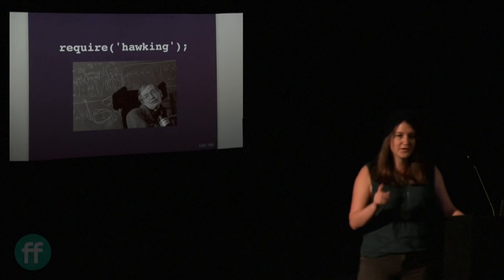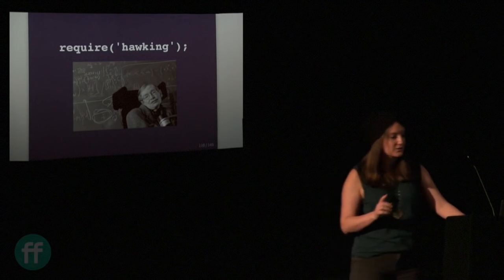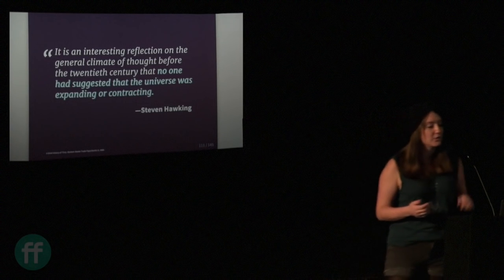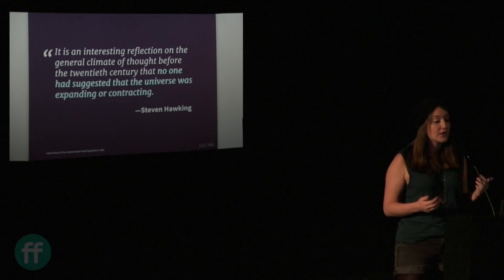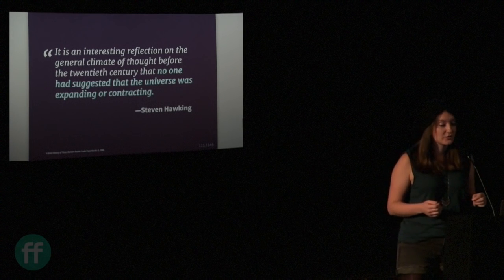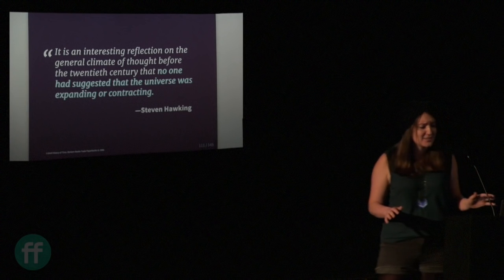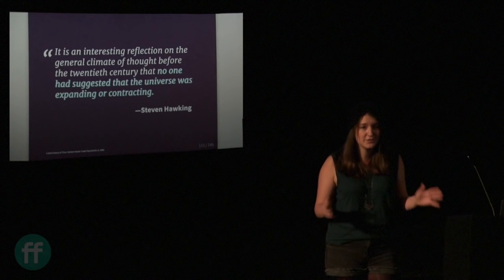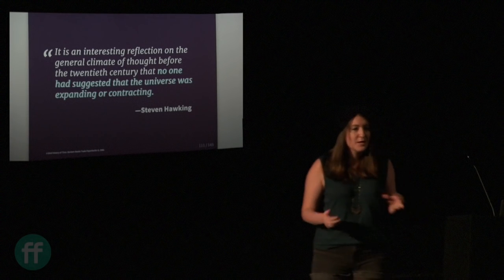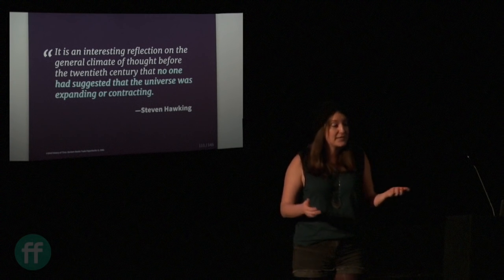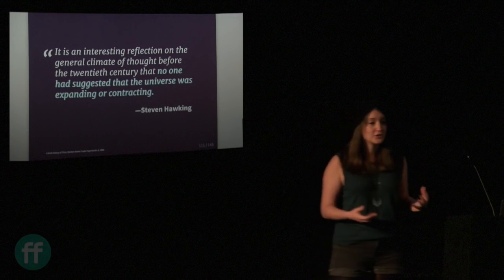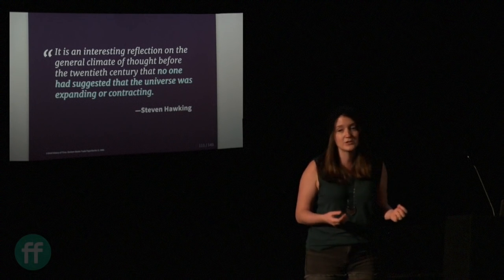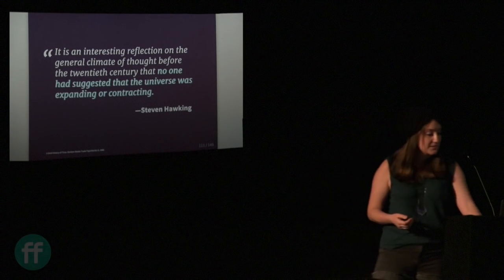All right, and so what's funny is that this misconception actually happened for Stephen Hawking too, and this happened when people were thinking about the universe. He wrote, it's an interesting reflection on the general climate of thought before the 20th century that no one had suggested that the universe was expanding or contracting. People were trying to make a picture of the universe to try and describe it scientifically, but in no way did they conceive of it being able to change. And so if you're actually trying to describe a system or talk about the best practices or how it works, you need to realize that you're talking about a dynamic system and not a static one.